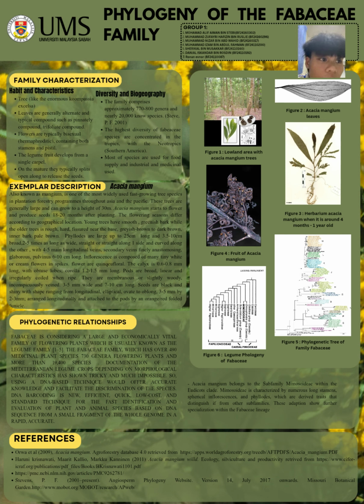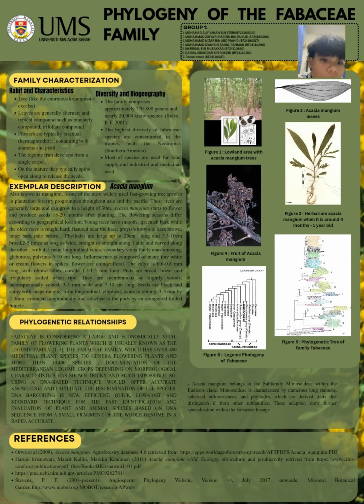Inflorescence is composed of many tiny white or cream flowers in spikes. Flowers are five-parted. The calyx is 0.6 to 0.8 mm long, with wide, obtuse lobes. Corolla is 1.2 to 1.5 mm long. Pods are broad, linear and irregularly coiled. When ripe, they are membranous or slightly woody, prominently veined, 3 to 5 mm wide and 7 to 10 cm long.